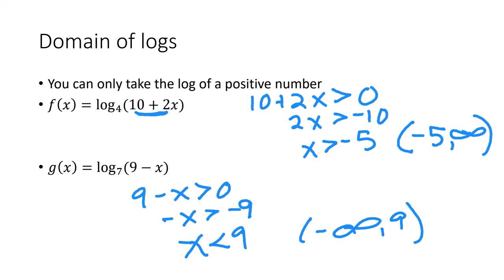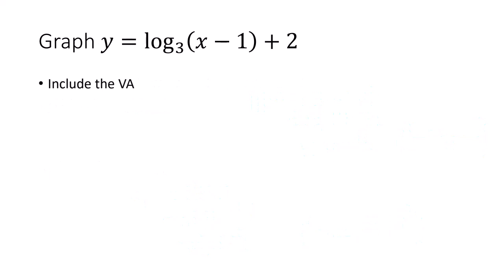So when you go to graph these, in MyOpenMath, you have to include the vertical asymptote, and I'll show you how to do that. But I probably would start by writing on your paper what it's going to be. So like this one, the vertical asymptote is at x equals 1. So you take the part you're taking the log of, set it equal to 0. That's where your vertical asymptote is going to be.